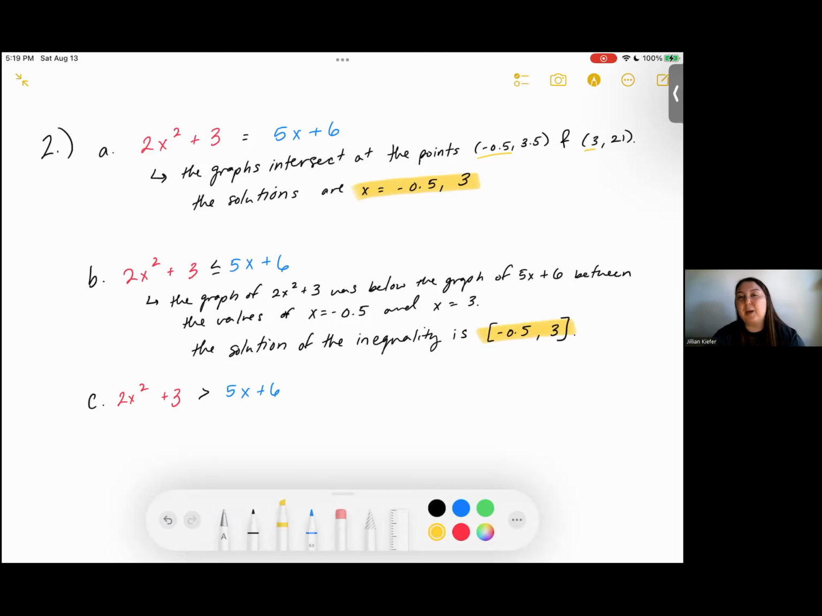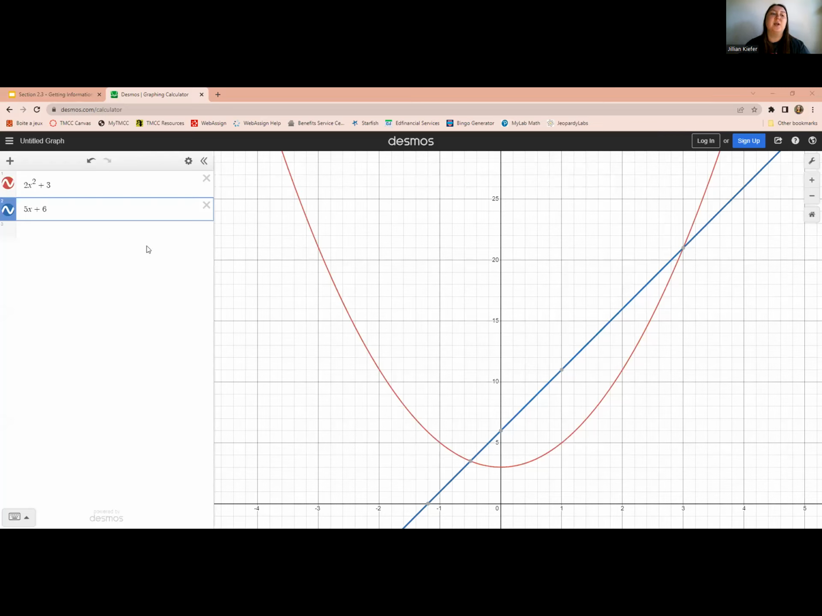So let's go ahead and head back on over to Desmos to answer our last question, which is, when is 2x squared plus 3 strictly greater than 5x plus 6? All right, so here we are back at Desmos, and just by a process of elimination, we can pretty much guess where 2x squared plus 3 is going to be greater than 5x plus 6. But, once again, looking at our graph here are our intersection points where they are equal. We know that between these x values, our graph of 2x squared plus 3 was less than 5x plus 6, meaning that the red graph was below the blue graph between these x values.